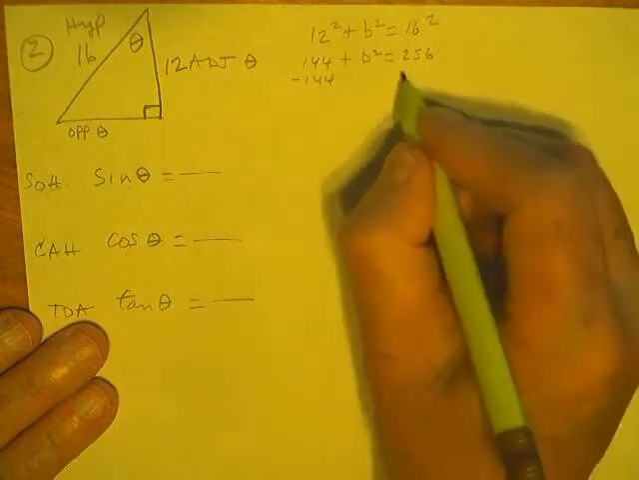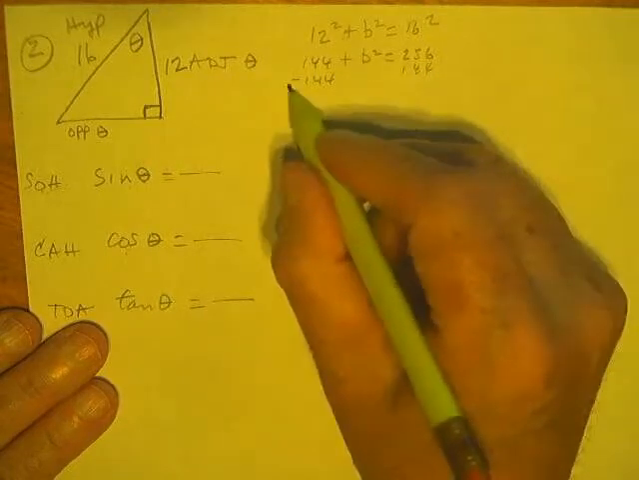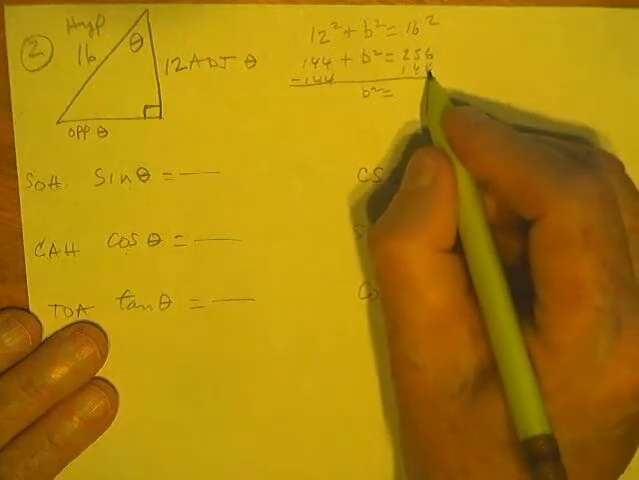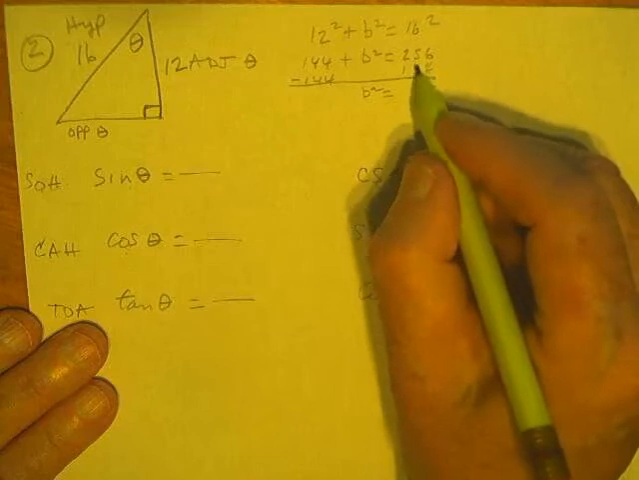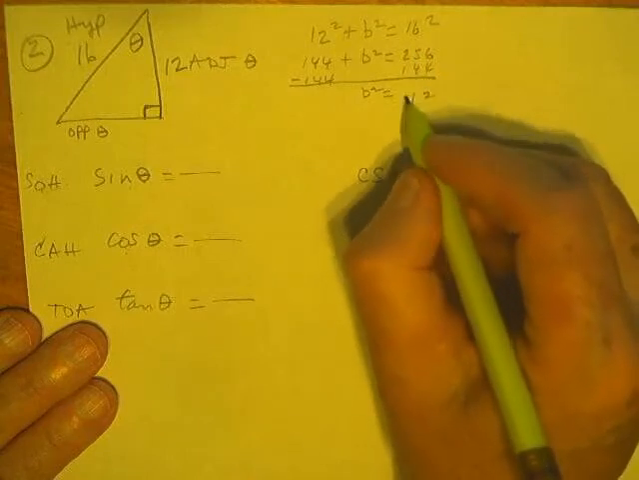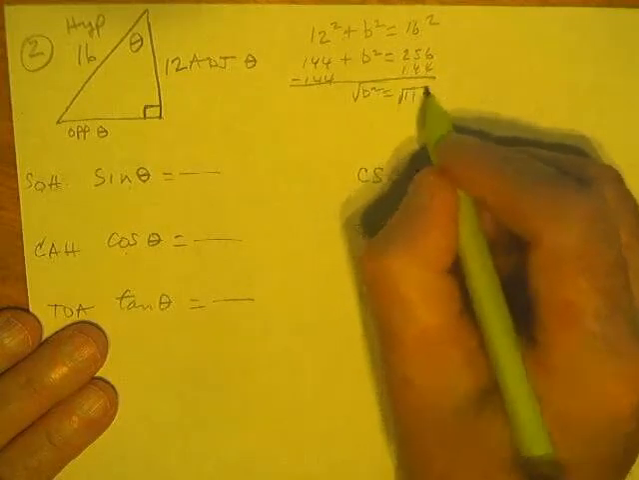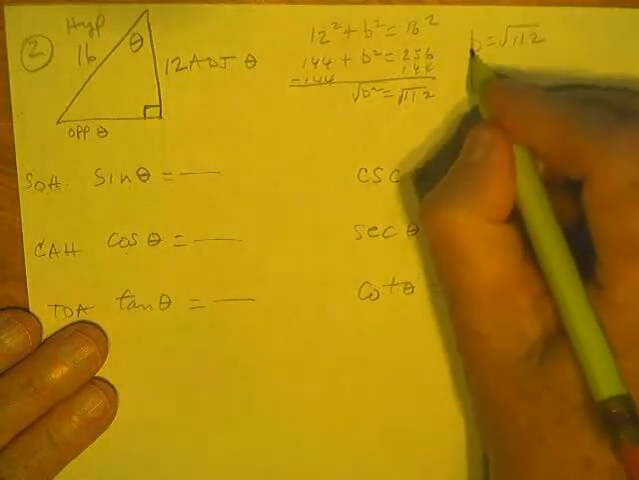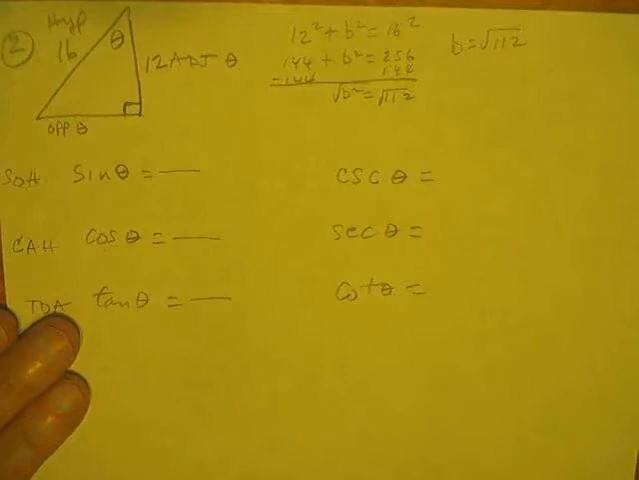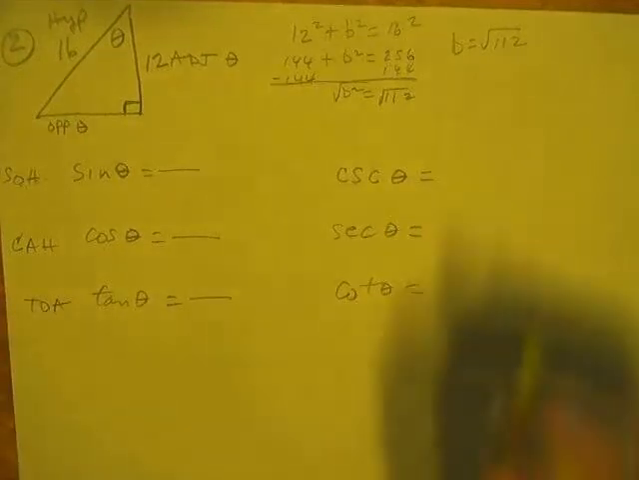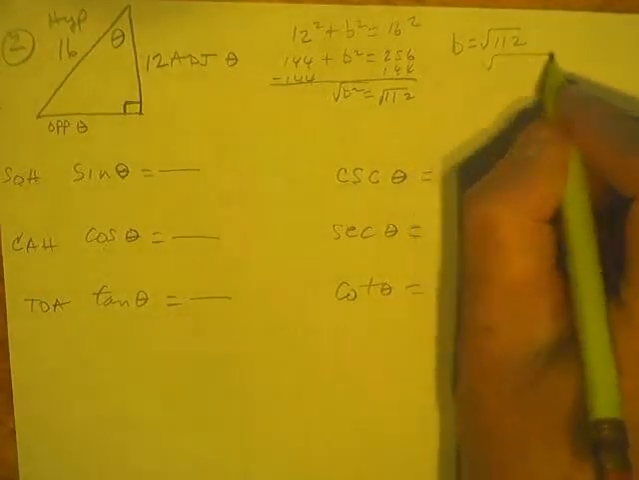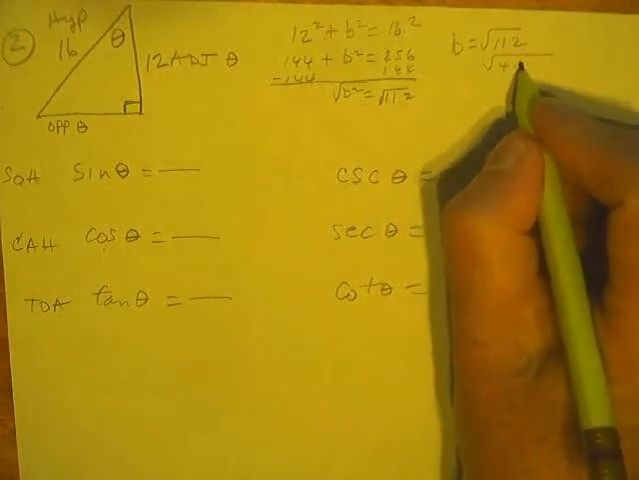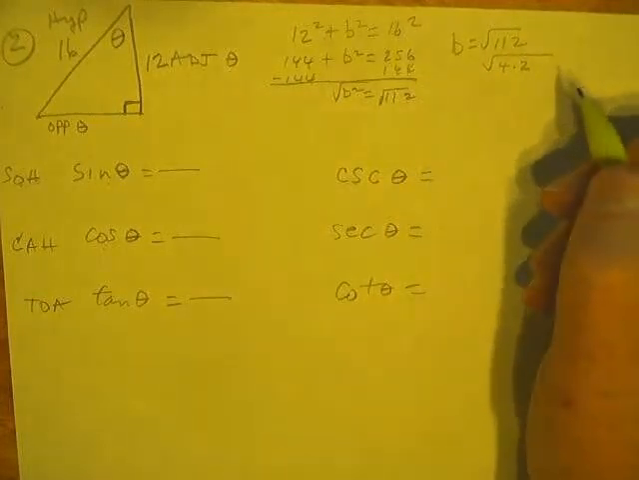Let's subtract 144 from both sides. B squared is 6 minus 4, that would be 2. 5 minus 4, that would be 1. 1 minus 1, that would be 2. So B is square root of 112. Well, 4 probably goes in here. Let's see, 4 into 12 would go twice with 3 over.